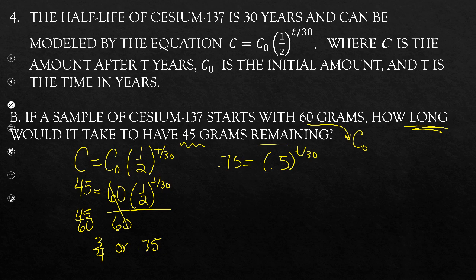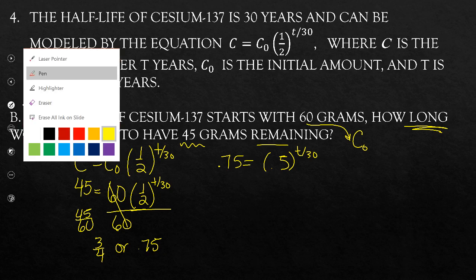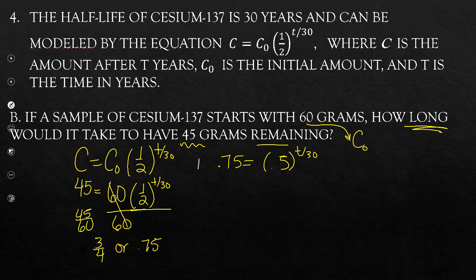In order to get this out of exponential form, we need to take the log of both sides of the equation. So I'm going to take the log of 0.75 and the log of 0.5 to the power of t over 30. This leaves us with our next step.